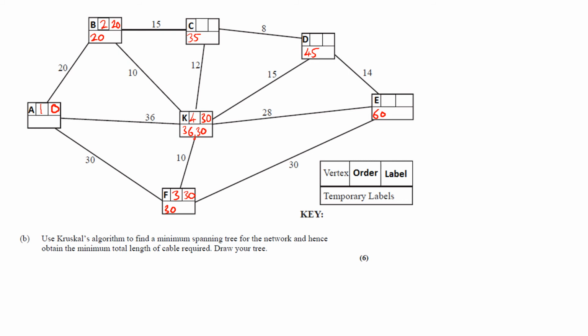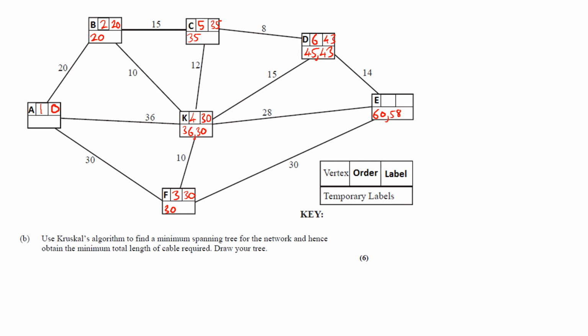D is going to change to 45, and E is also going to go up to 58. 30 plus 28. Then we box off C next. 5, 35. Consider D. D would be 43 from 35 plus 8. Then we box off D.